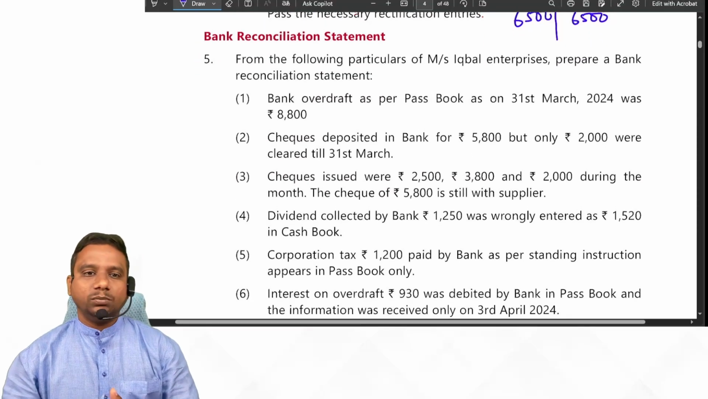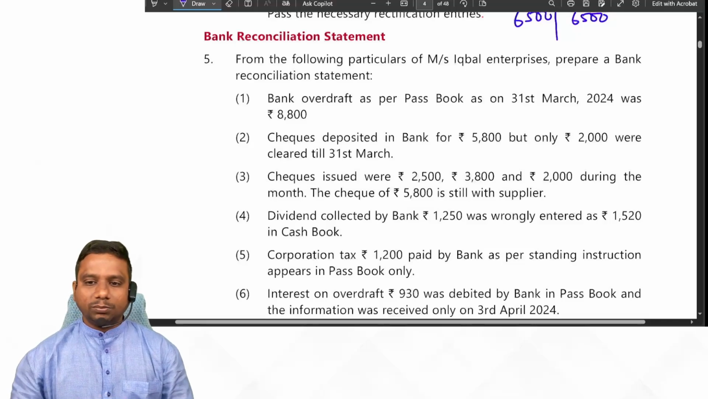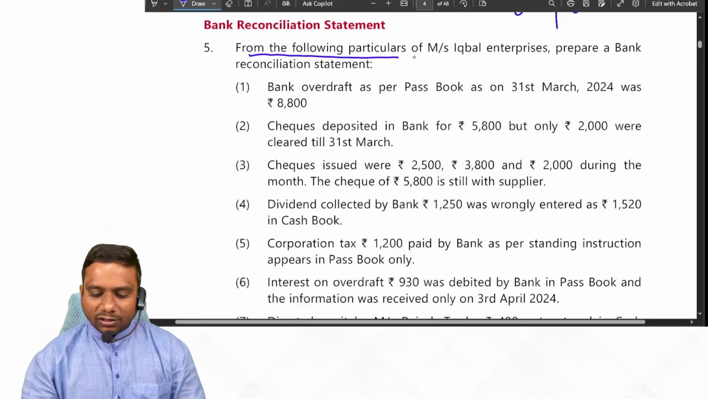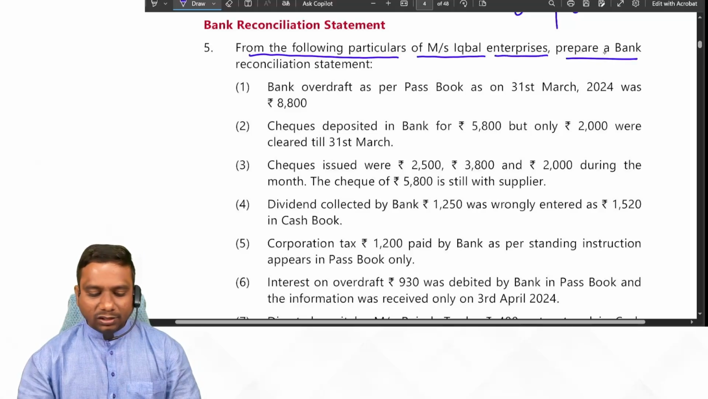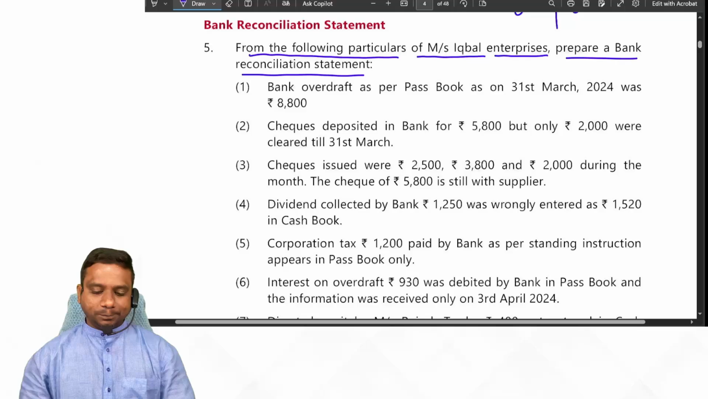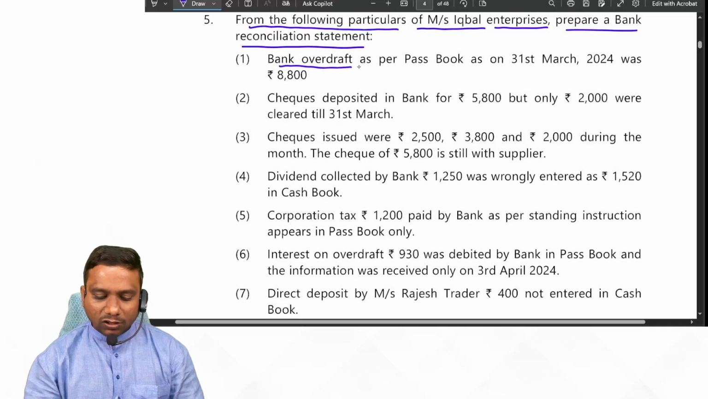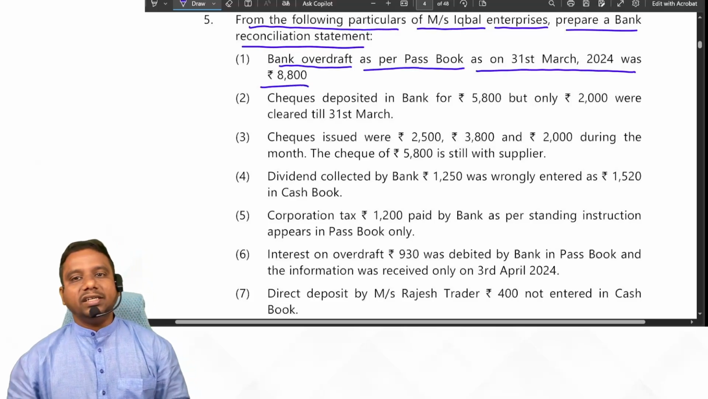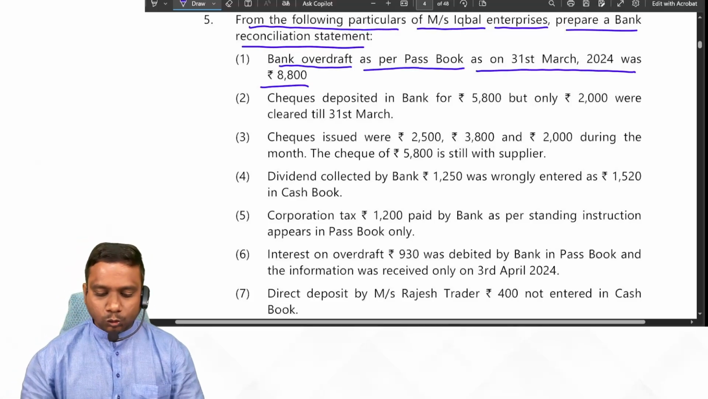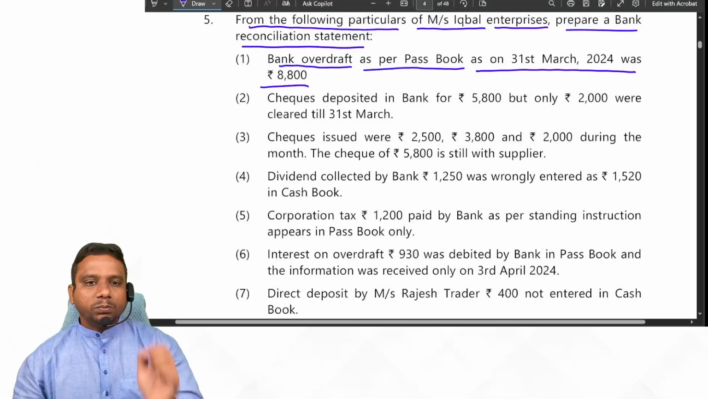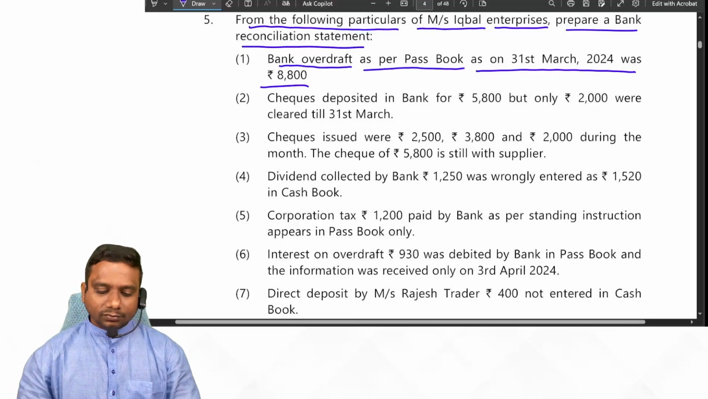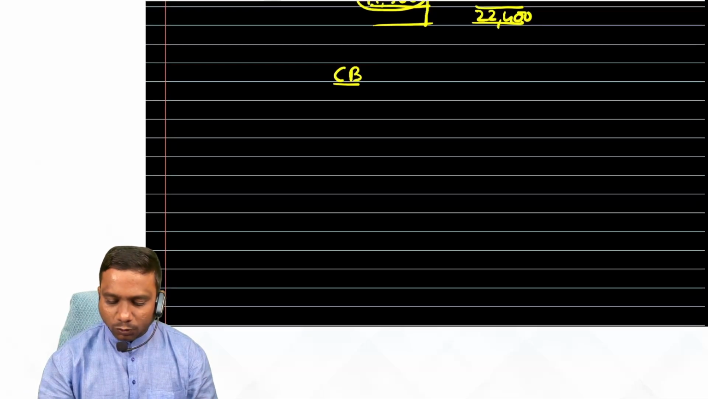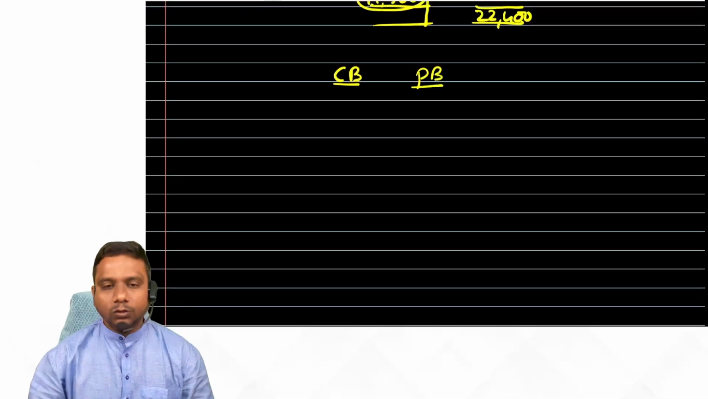Next one, bank reconciliation statement. This is also one of the important chapters, students. Look at the bank reconciliation statement. From the following particulars of Messrs. Iqbal Enterprises, prepare a bank reconciliation statement. Bank overdraft as per passbook as on 31st March 2024 was 8,800. So here we have an overdraft, student. I always suggest to students to prepare a small working note. What is that? First, you write down cash book and passbook.